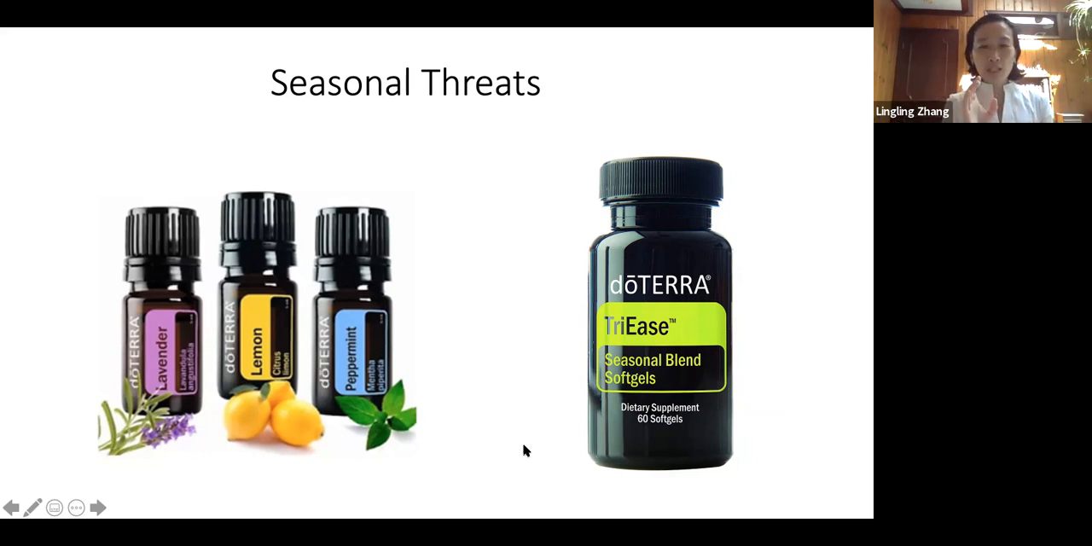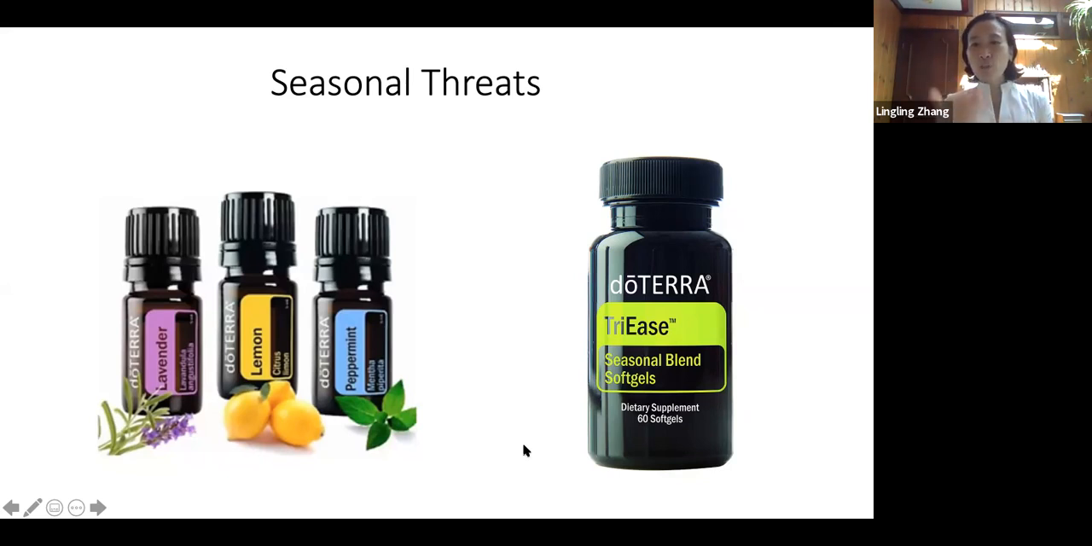water and drink it, or you can choose an easier or more convenient way, which is Tri-Ease. doTERRA made a soft gel called Tri-Ease. What's tri? Tri meaning three, right? Ease your respiratory issues. So those tri are lavender, lemon, and peppermint, these three oils. So they made the soft gel with a mix of these three oils, equal parts.